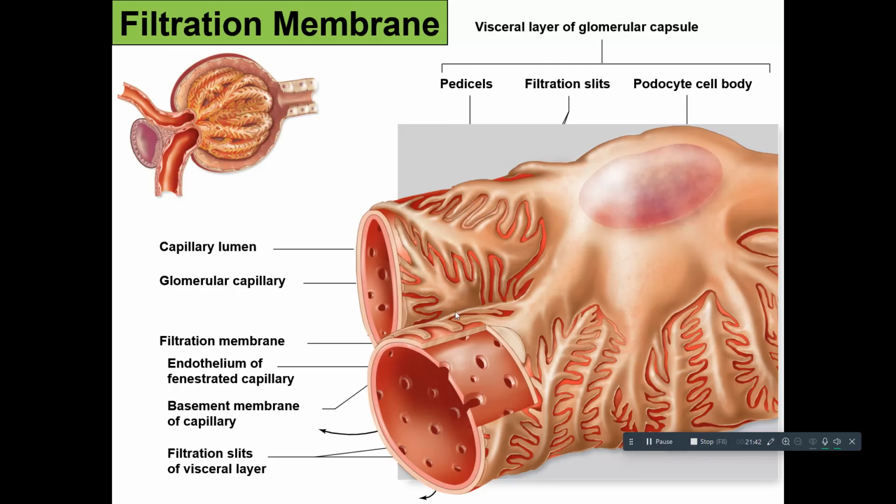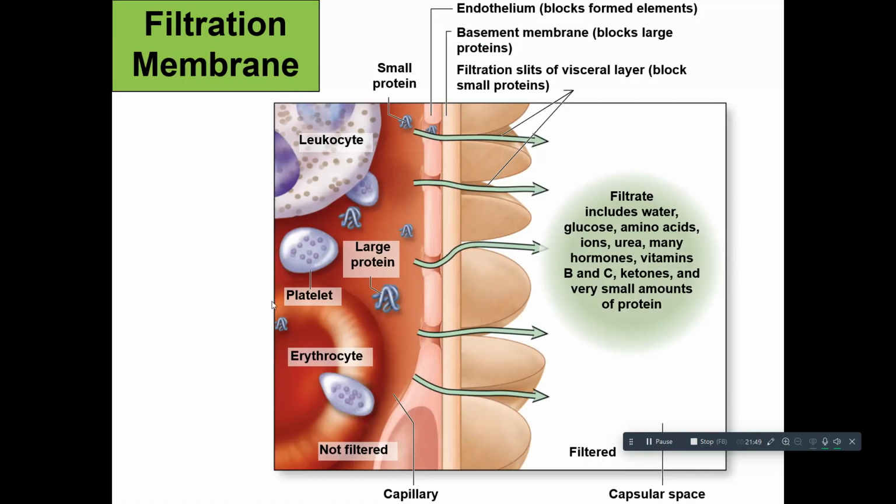And the podocytes plus the fenestrated capillary make up my filtration membrane. And the general idea is water and small stuff can get pushed through the fenestrations and through the filtration slits and end up in the glomerular capsule as part of filtrate. Notice how formed elements, white blood cells, red blood cells, and platelets are all too big. Large proteins are too big as well. All right, so that is the filtration membrane.